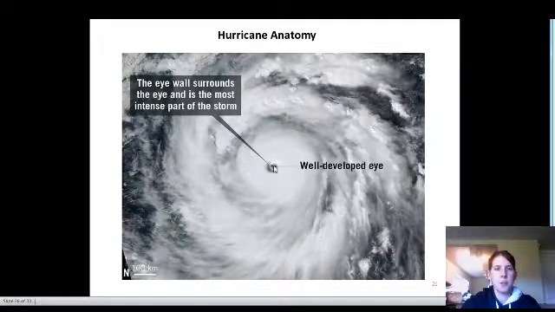So this just shows you the eye of a hurricane. I'm really sorry. Give me a second.